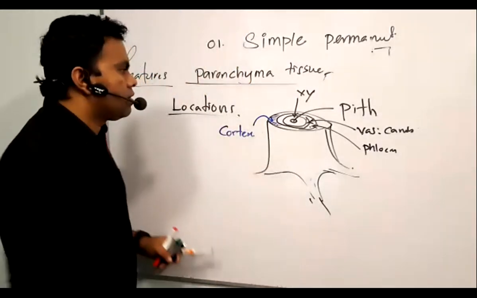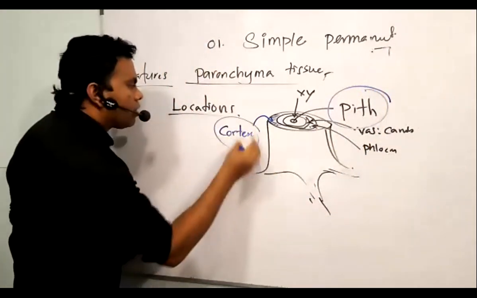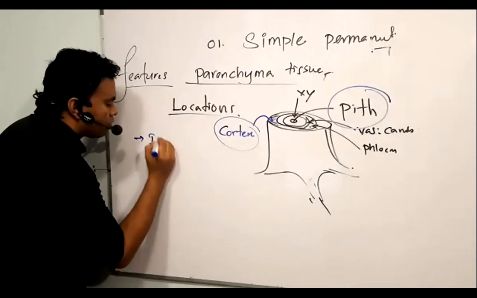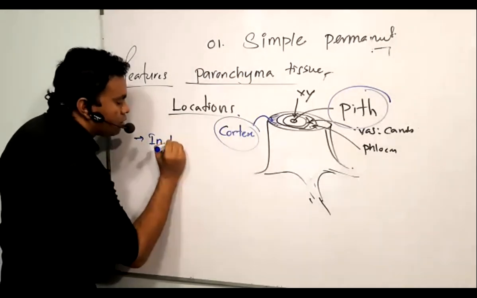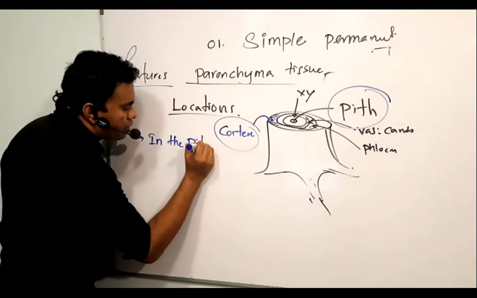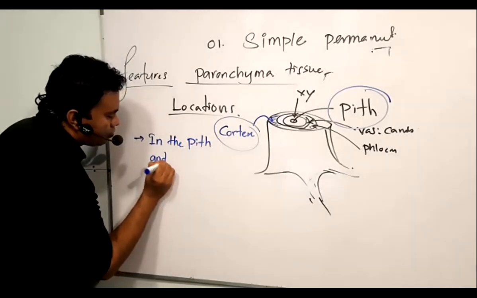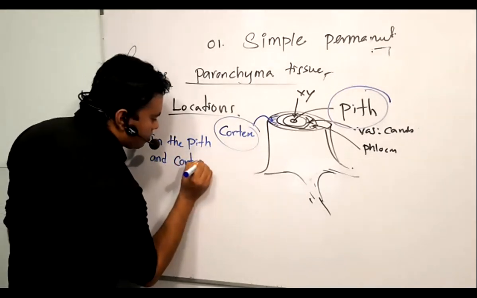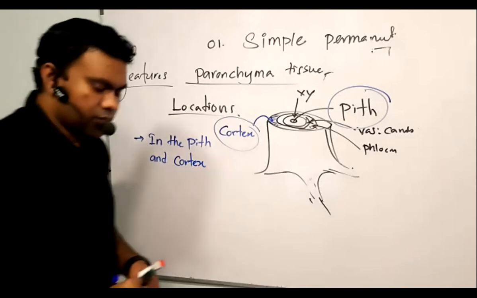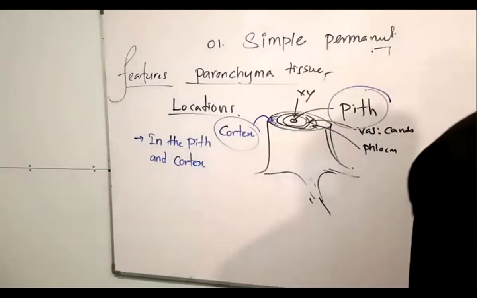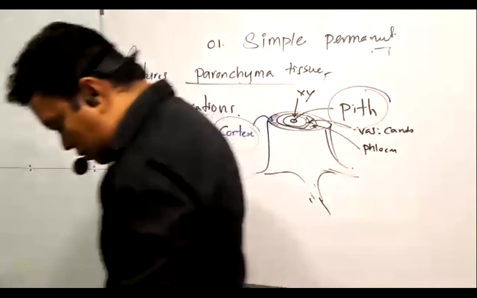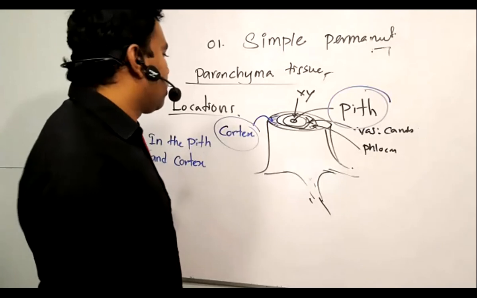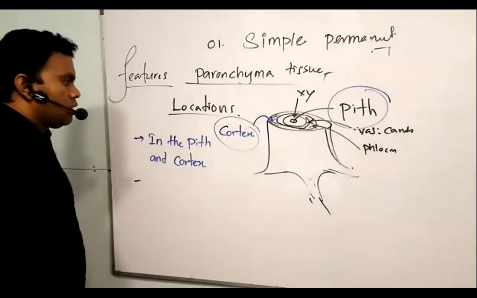Okay. So in this pith and cortex, who is there? Parenchyma. Okay. Take down the first one. In the pith and cortex.